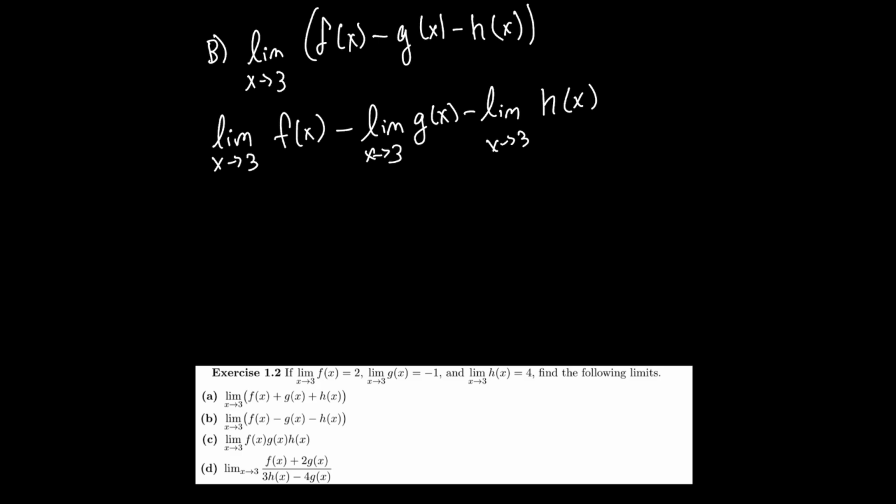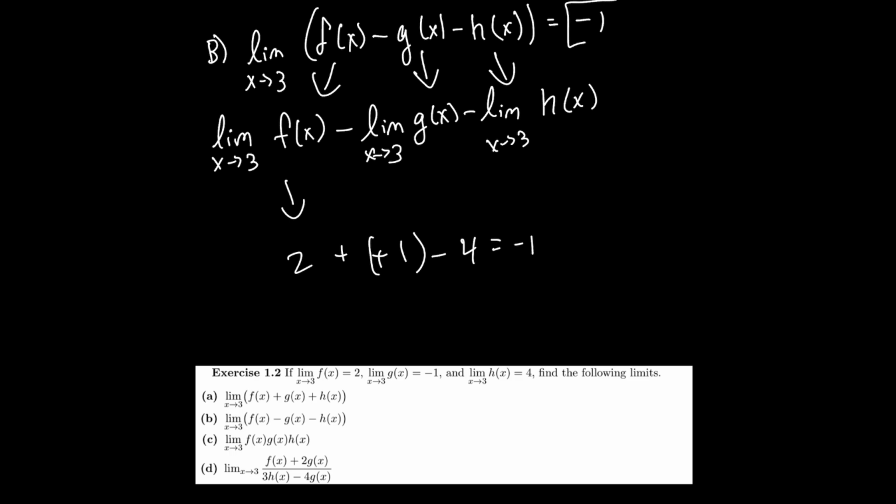Alright, similarly with b, we can take the limits and find them individually, and that'll give us the exact same answer as if we took the limit of all three of them being subtracted together. So this is going to be 2 minus -1 minus 4. This is going to give us -1.